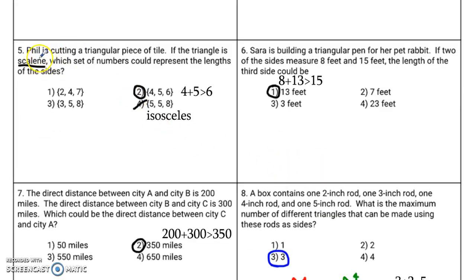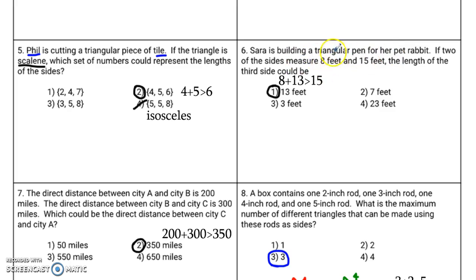For question 5, they hid the true question amongst all of this talk about fill and tiles, but all we're asking about is which set of numbers could represent the lengths of the sides. Well, this one says it has to be scalene, which means option 4 is out because option 4 has two of the same sides. That's isosceles. The correct answer is choice 2 because 4 plus 5 is 9. That is larger than 6. 4 and 2 is not going to do it. 3 and 5 is not going to do it.